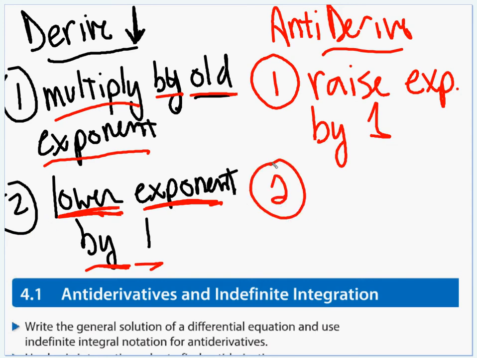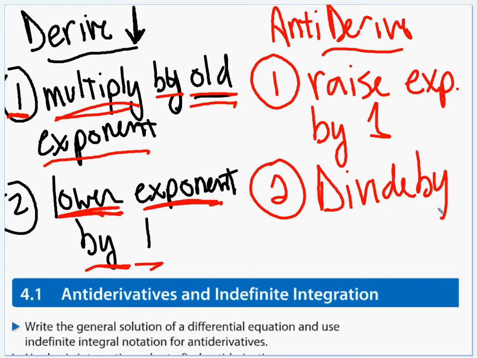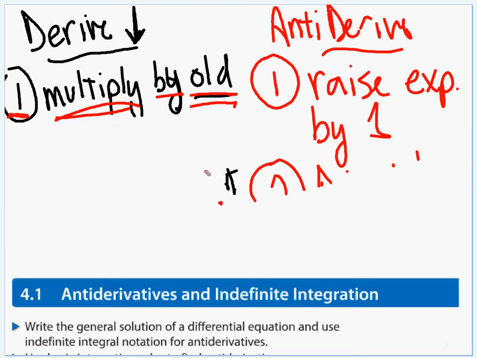Now we need to reverse the first step here. Instead of multiplying by the old exponent, we are going to divide by the new exponent. Divide by new. So 2 steps: raise the exponent by 1, divide the term by that new exponent.